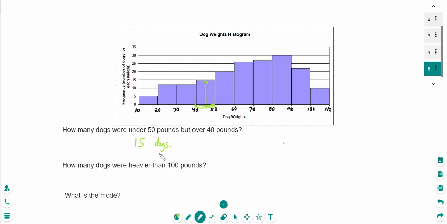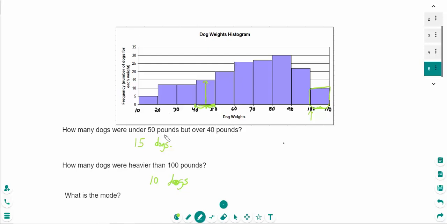See if you can answer that. All right, so we find the 100 pounds. Here's the 100 pounds. How many dogs were heavier than 100 pounds? This is the range that we are looking for, so this bar. Where does that fall? That falls on the 10. I believe that's the 10. Let me see. Yeah, that'd be 10. It's hard to tell actually, but it's on the 10. So there would be 10 dogs that are heavier than 100 pounds.